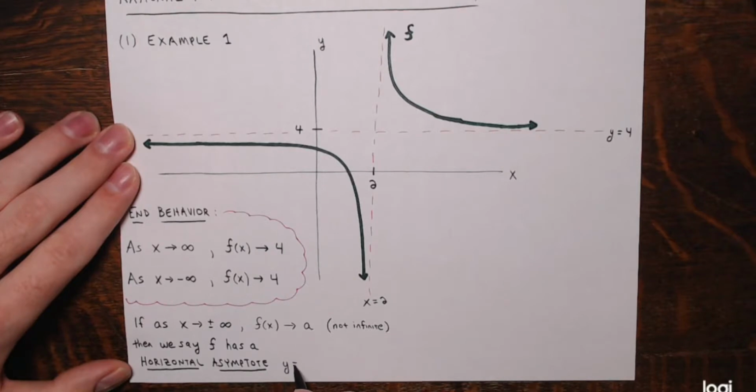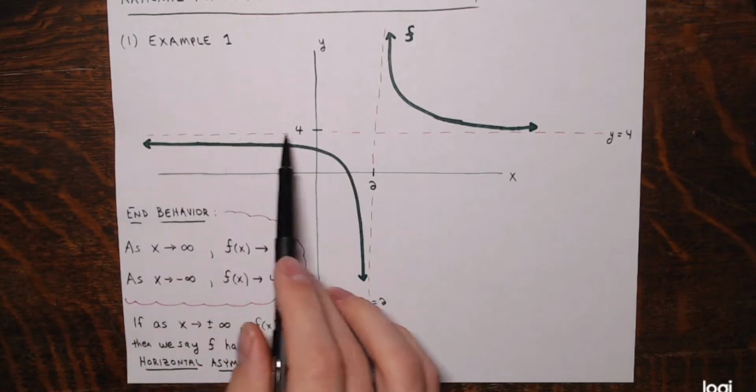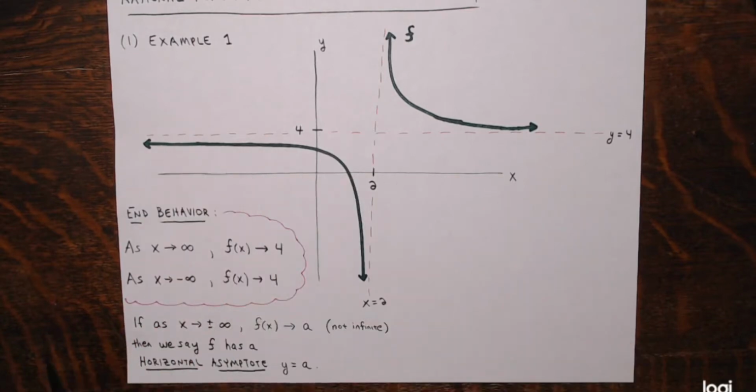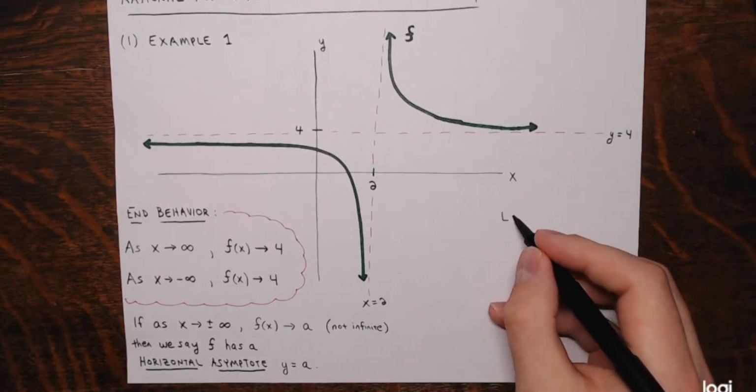Y equals a. Right. So again, in this example here, they would say that this function f has a horizontal asymptote y equals 4. Alright, so that's the end behavior. What happens as x goes to infinity? What happens as x goes to negative infinity? Alright, then they also asked us about local behavior.